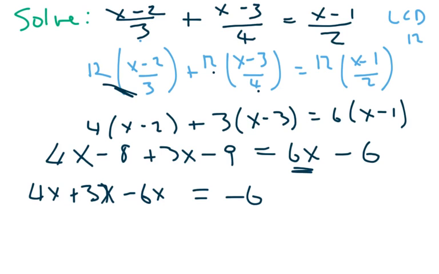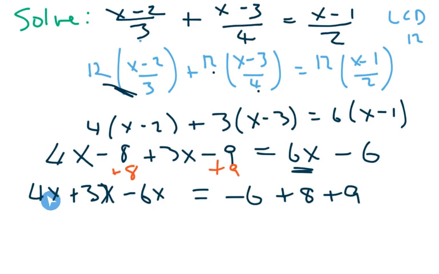I have a minus 6 over here already, which is there, minus 6. I have a minus 8 and a minus 9 on this side, but they need to be added on. I need to do a plus 8 and a plus 9 to both sides. So I'm now going to get plus 8 plus 9. So I'm going to get 4 plus 3.